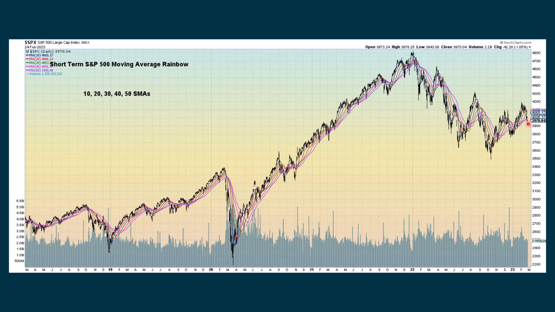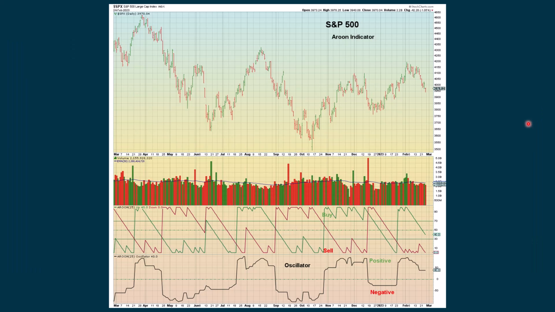We actually closed underneath it, so that is turning more negative. Another indicator that kind of comes in and out of the daily videos is called the Aroon. This attempts to measure the buyers and the sellers. When the green line is on top, that means that buyers are in control. When the red line is on top, that means that sellers are in control. And then this line down below is just an oscillator between the two.